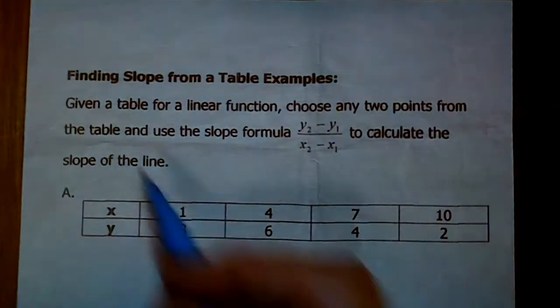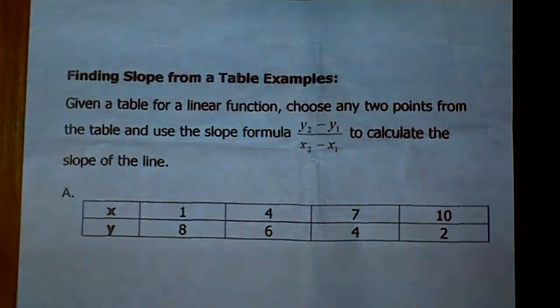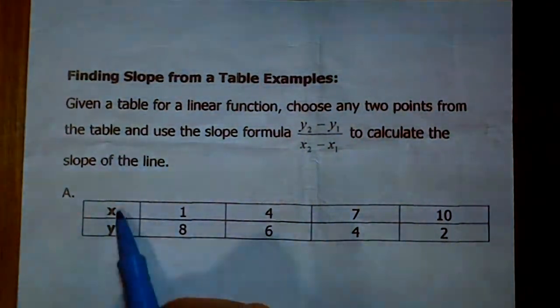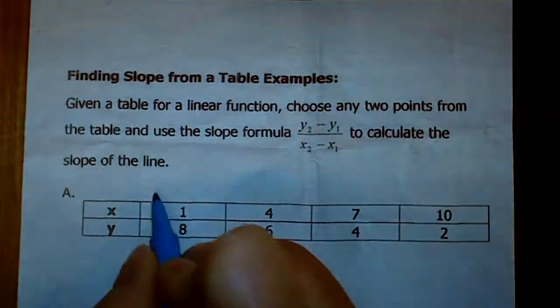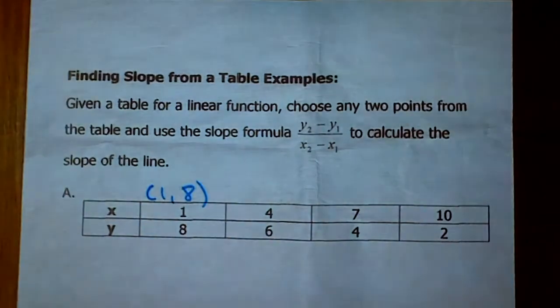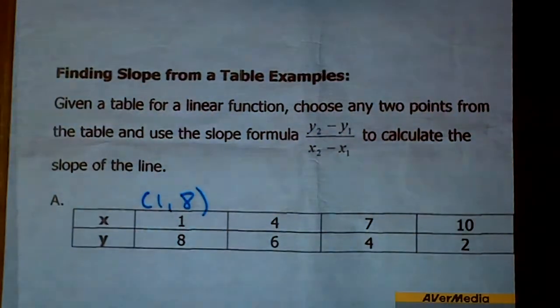Okay, so given a table for a linear function, you choose any 2 points from the table and use the slope formula to calculate the slope of a line. Because basically this x and this y, this means that when x is 1, y is 8, it's talking about an ordered pair. So 1, 8, that's one of the solutions that are on your graph.